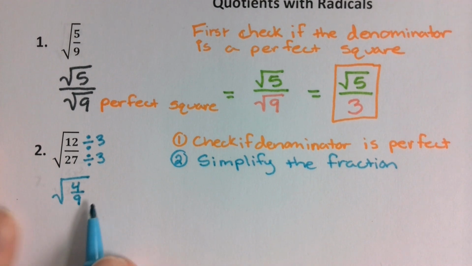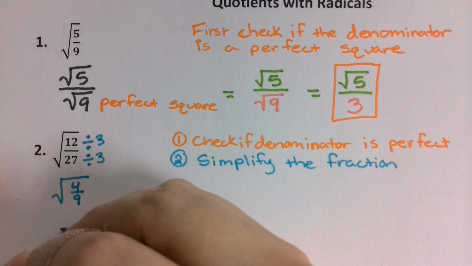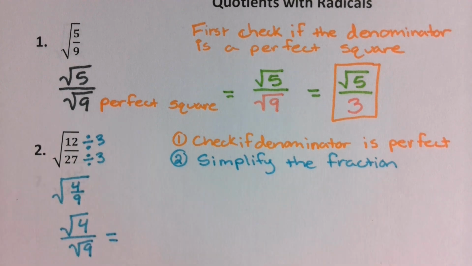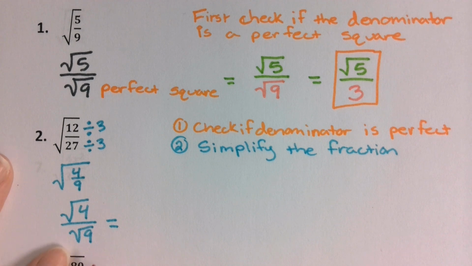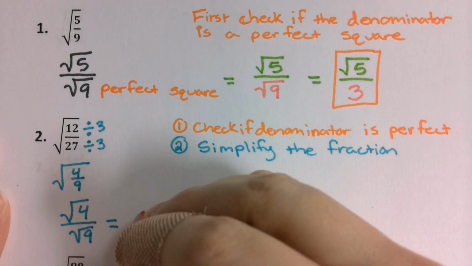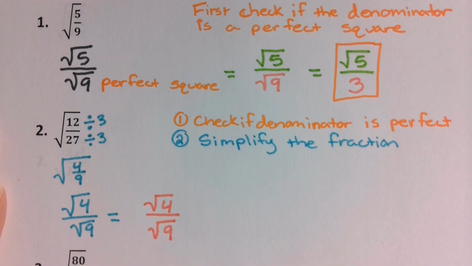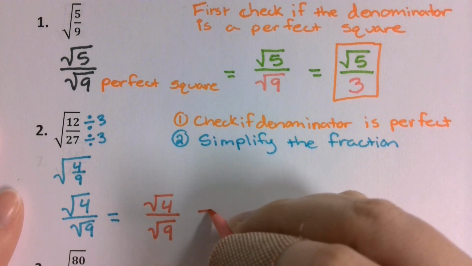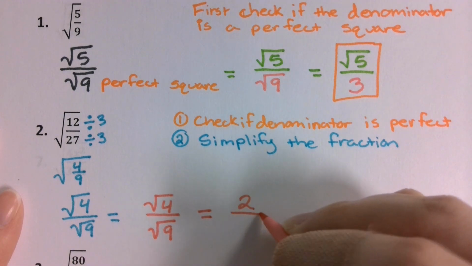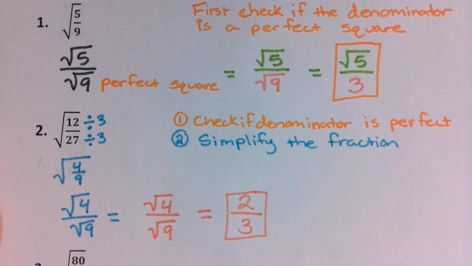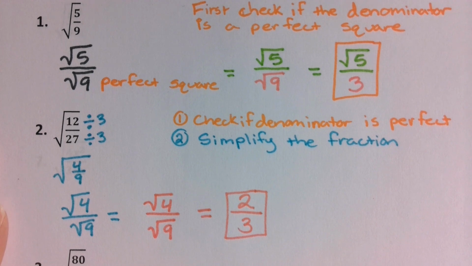Do I now have a perfect square for my denominator? Yes. So I'm going to go ahead and break these apart. This is the square root of 4 over the square root of 9. Is square root of 4 a perfect square or not? It is. Square root of 4 is a perfect square. Okay, so I'm going to go ahead and put that in pink. And then square root of 9, we already said is a perfect square, so I'm going to put that one in pink as well. What is the square root of 4? 2. And what is the square root of 9? 3. So there's our final answer, 2/3, with no square roots anymore.